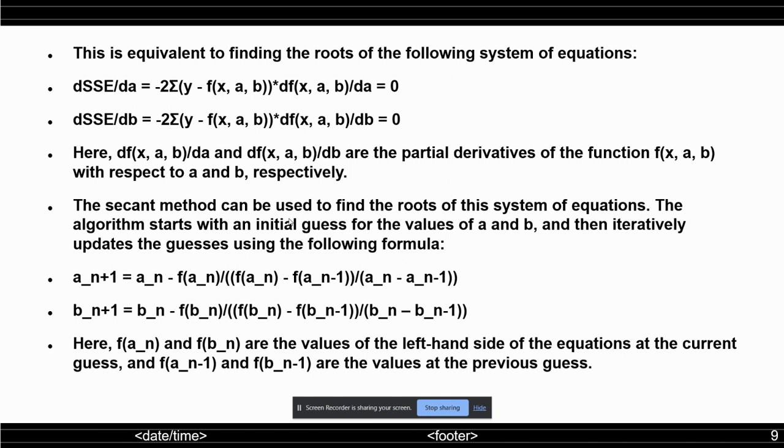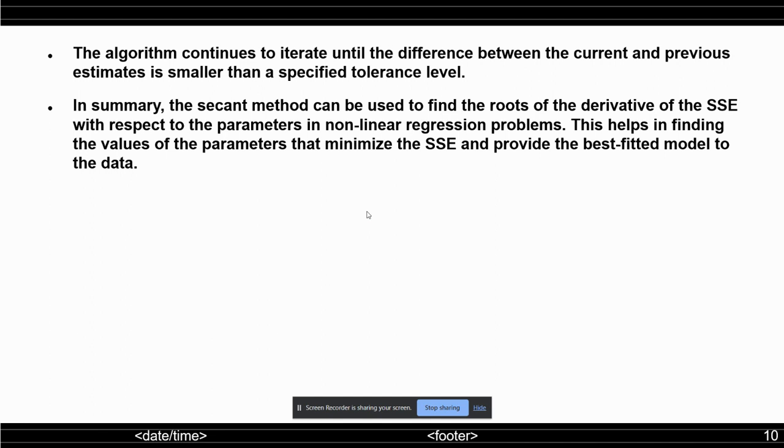Here, f of a_n and f of b_n are the values of the left hand side of the equations at the current guesses, and f of a_(n minus 1) and f of b_(n minus 1) are the values at the previous guesses. The algorithm continues to iterate until the difference between the current and previous estimates is smaller than the tolerance value. That is, we are checking whether the error is less than the tolerance value or more than the tolerance value. In summary, the secant method can be used to find the roots of the derivative of the SSE with respect to the parameters in nonlinear regression problems. This helps in finding the values of the parameters that minimize the SSE and provide the best fitted model to the data. This is the application of the secant method in machine learning.